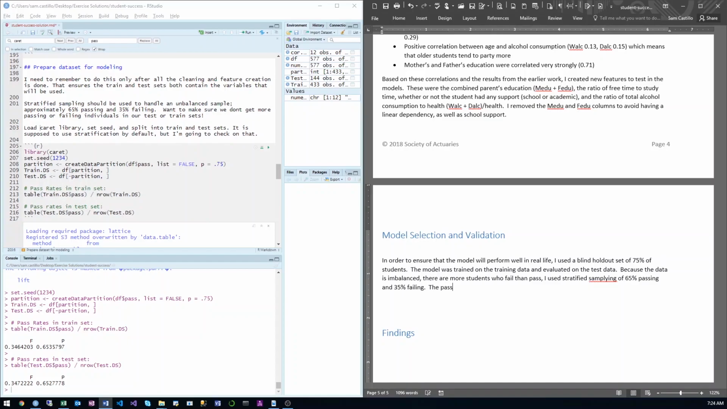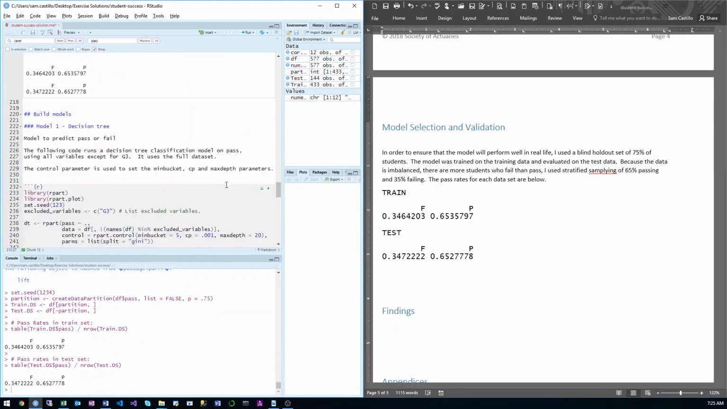The pass rates for each data set are below. This is train, test. Okay, so you just want the pass rate to be the same in the training and the test set, and it's true that they're about 35%, 65%.